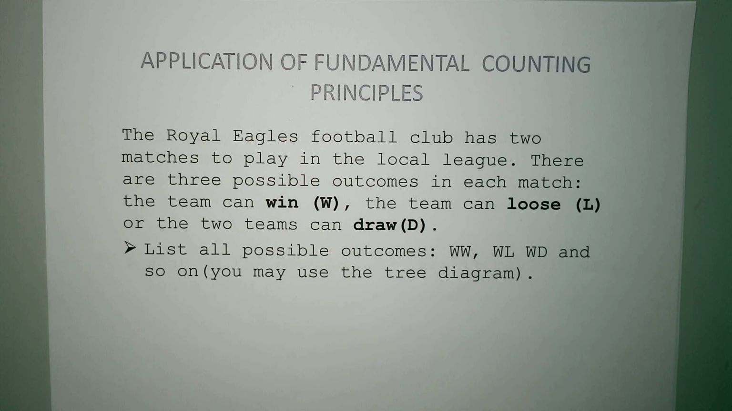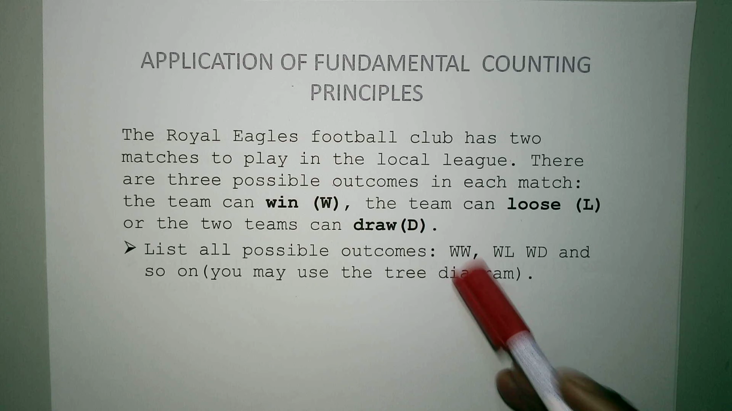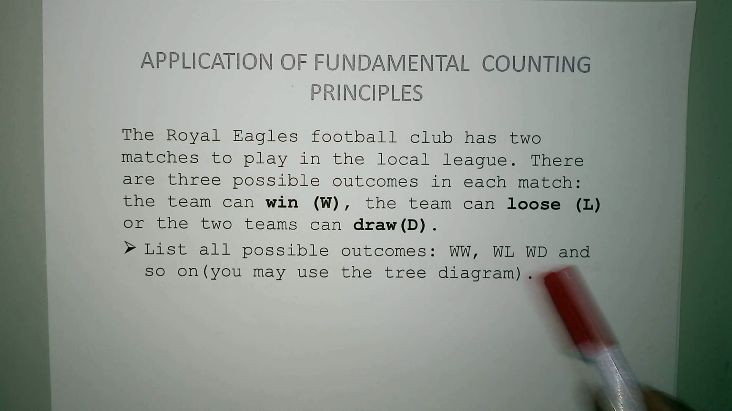Here's a word problem. The Royal Eagles Football Club has 2 matches to play in the local league. There are 3 possible outcomes in each match. The team can win, the team can lose, or the 2 teams can draw. List all possible outcomes. The outcomes can be written as a win-win, or a win-lose, or a win-draw, and so on. You may use a tree diagram to determine this.